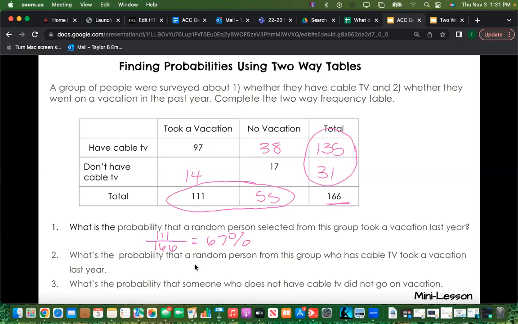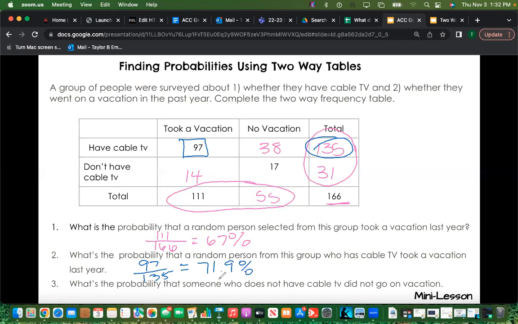What's the probability that a random person from this group who has cable TV took a vacation? So out of the people who do have cable TV, how many took a vacation? Okay, so we got 97 out of 135, which when we divide it, that's 71.8%. Well, 71.9. Or you can really say 72. That's okay.